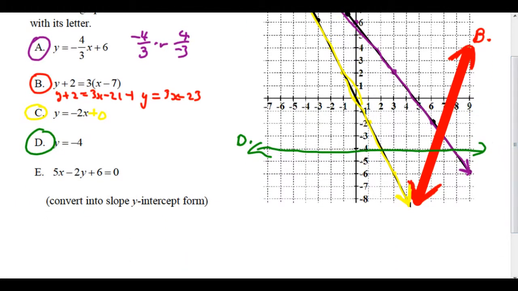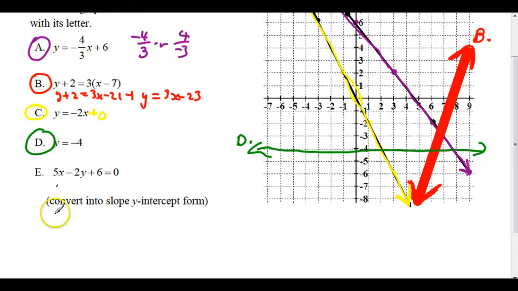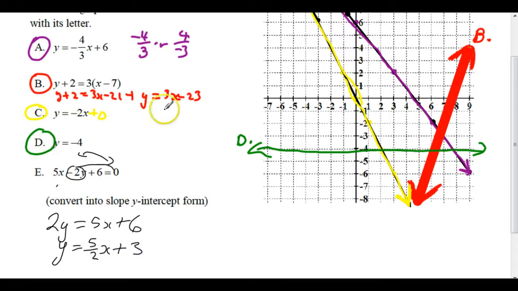Convert to slope-intercept form. Best advice ever, right? I mean, how else can we do this? All right, so slope-intercept. I'm going to move this over, and then I'm going to reverse sides. So this becomes positive 2y, and that's equal to 5x plus 6. So y is equal to 5 halves x plus 3.